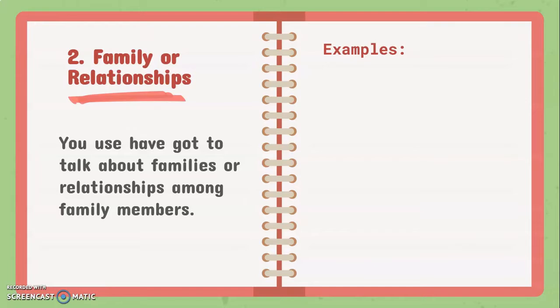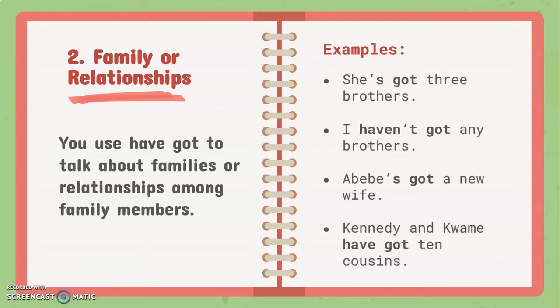Secondly, we use the verb form have got to talk about family, so that means the relationship among your family members. Let's have some examples. She has got 3 brothers. I haven't got any brothers. Ababa's got a new wife. Kennedy and Kwame have got 10 cousins.